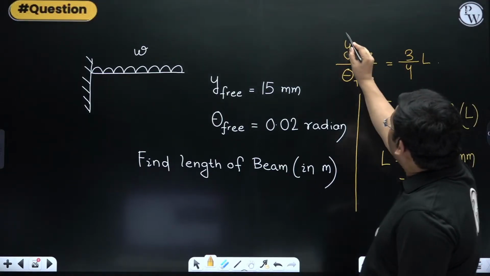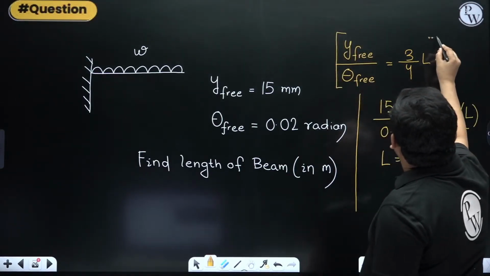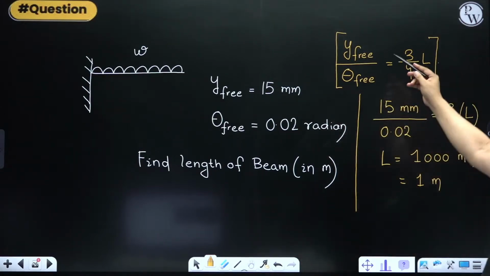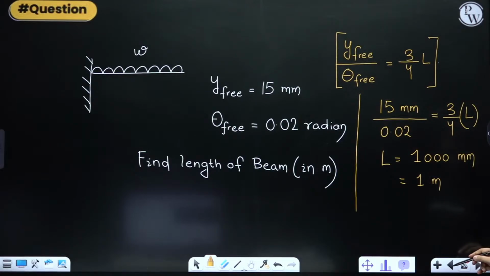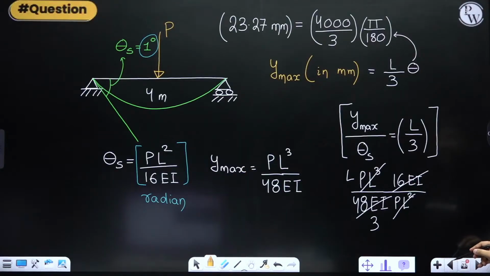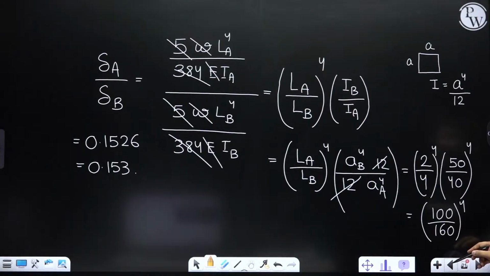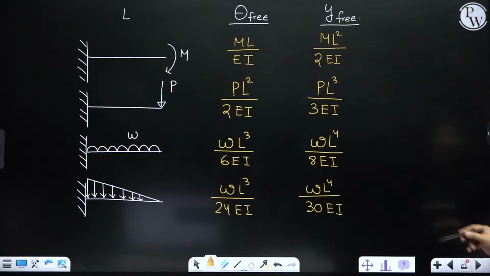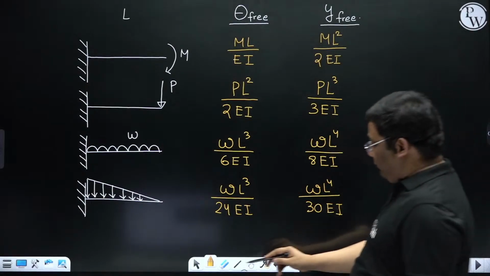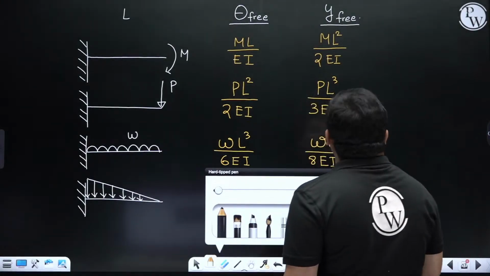Therefore, this equation is very important. They can ask you many questions, right? There are 3 things, and they can ask you many questions. And therefore, in this deflection conclusion, along with theta free and y free, we can remember this equation also.